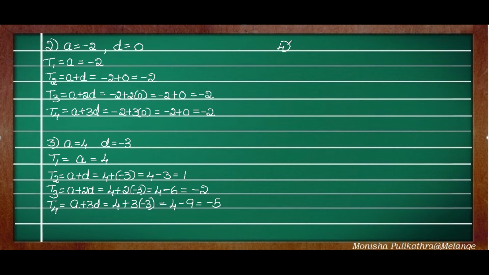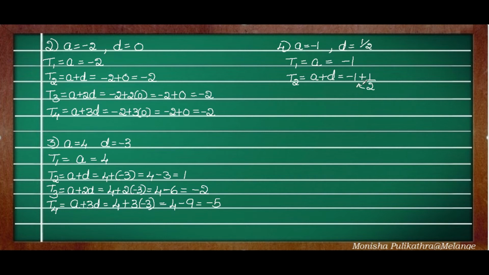So fourth problem is A is equal to minus 1 and D is equal to half. That is 1 by 2. So first term T1 is equal to A, which is equal to minus 1. Next T2 is equal to A plus D. Here A is minus 1 plus D is 1 by 2.